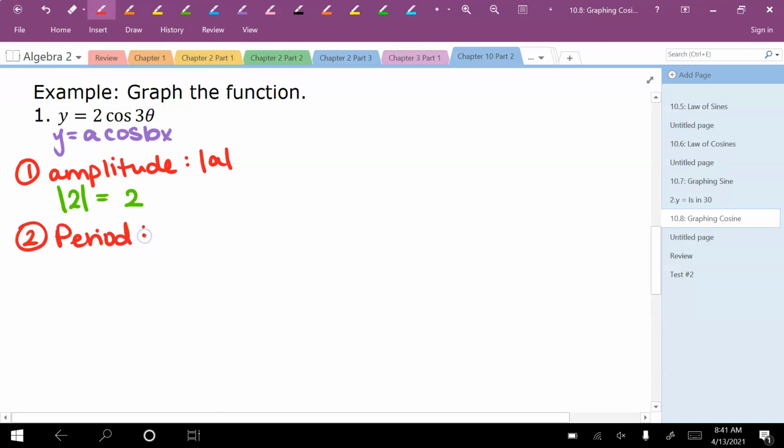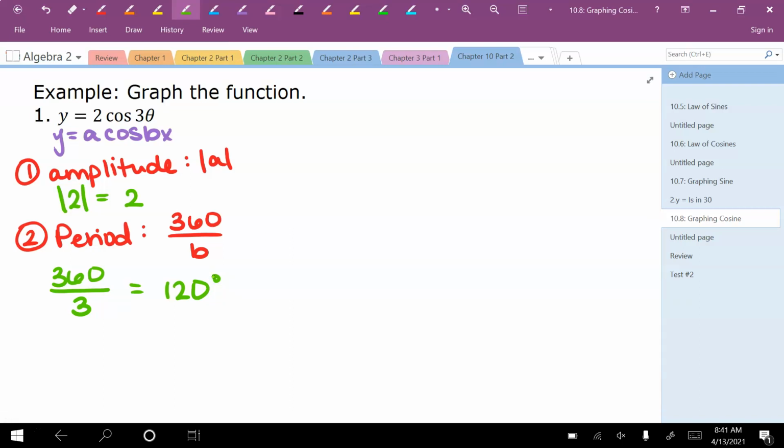Next thing we're going to do is find our period. So we're going to take 360 divided by the b. So 360 divided by 3, because that's in the b spot up there in our equation. So that's going to come out to be 120. So that means from 0 to 120 degrees on our graph, that should make a full cycle of this cosine function for us. Now let's find those 5 key points.